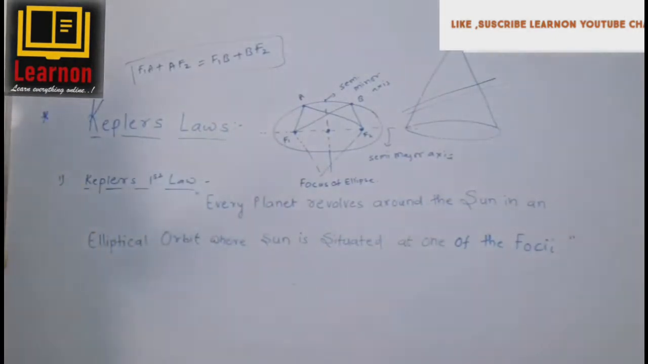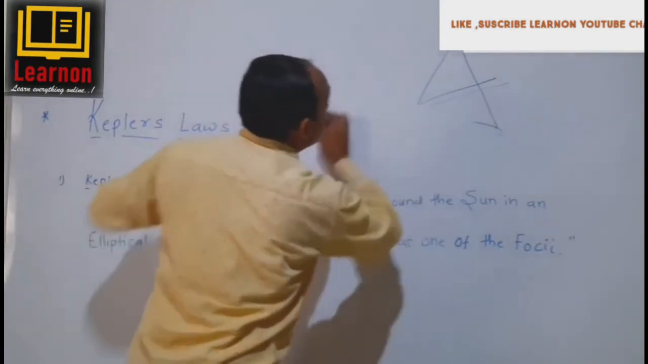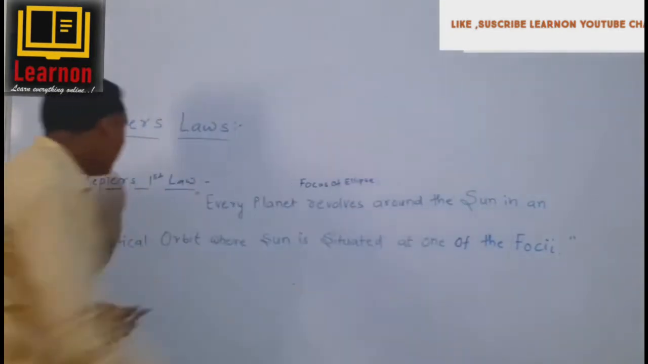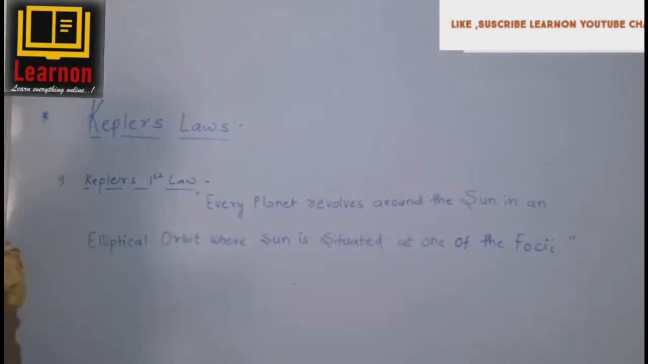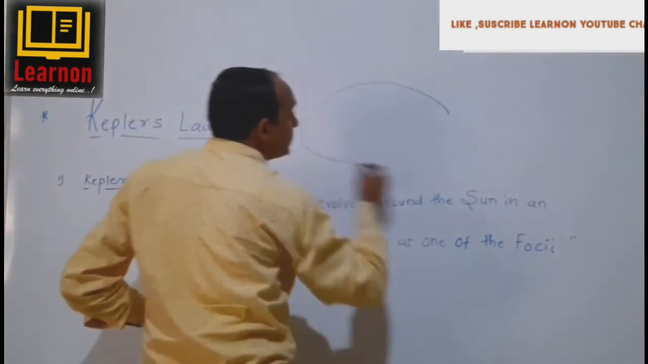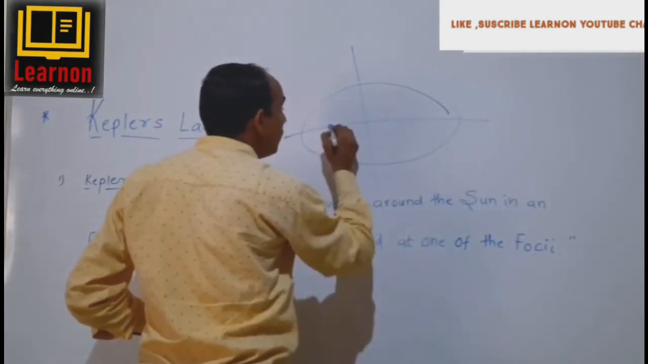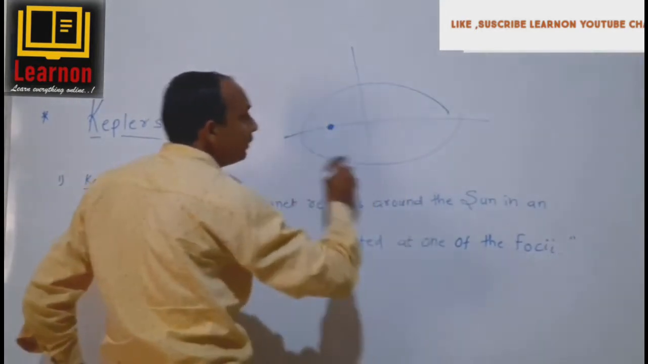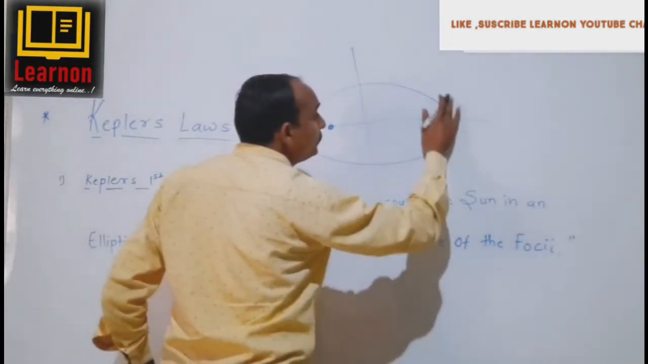Okay. So according to Kepler's first law, each and every planet is revolving around the sun in an elliptical orbit. Means in this way they are revolving, where the sun is situated at one of the foci.